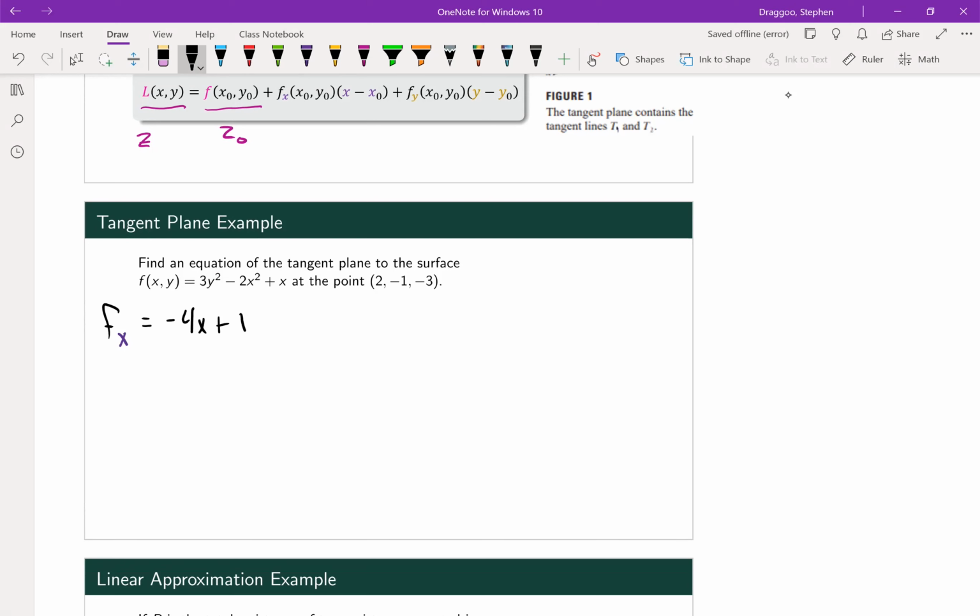If we just take our derivative with respect to x, then we should also get the value of that partial derivative at the point in question, which is (2, -1), since I only need the x and y points to get the partial derivative. And if we plug that in, -4 times 2 looks like it's going to be -8, plus 1 is -7.